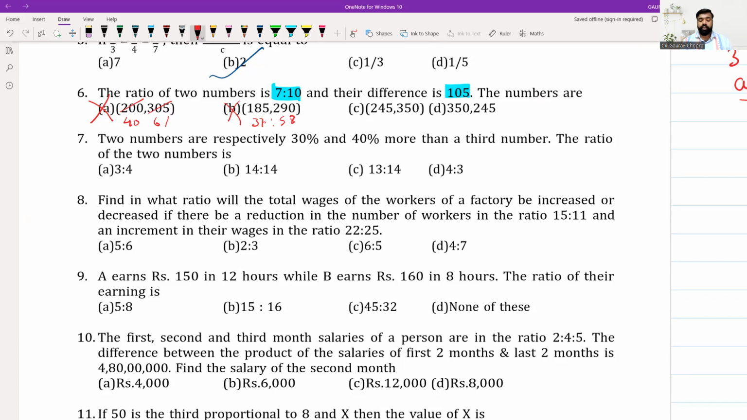Then 245 and 350. Again, the difference is 105. Now you can check. You can cancel with the help of 5 again. It will be 49 and 70. Now 49 and 70 further cancel with the help of 7. Cancelling by 7, it becomes 7 and then 10. So this is the correct ratio. This time your ratio is correct. Therefore, option number C is correct.